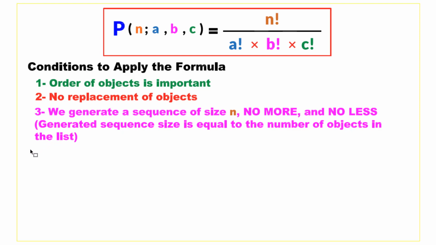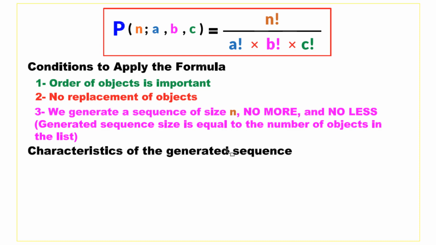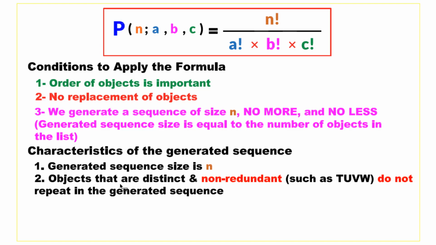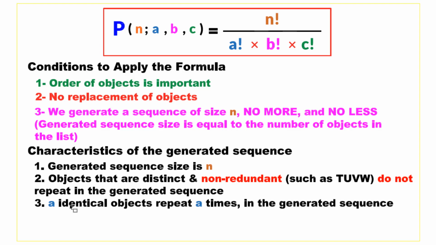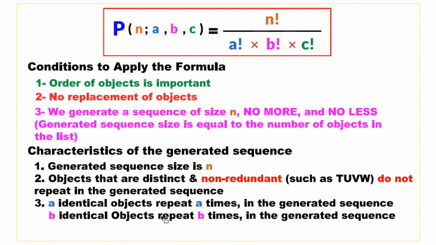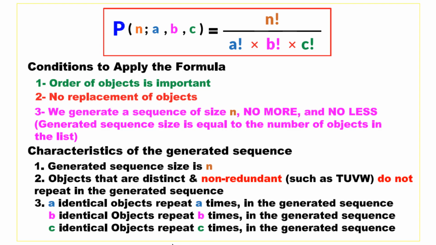And now we are going to know the characteristics of the generated sequence. The first one is the sequence size is n. So the sequence has n objects, no more, no less. And the second, objects that are distinct and non-redundant, such as T, U, V, and W we have seen before, do not repeat in the generated sequence more than once. And for identical objects such as A, they repeat A times, and identical elements such as B, they repeat B times, and C repeat C times.